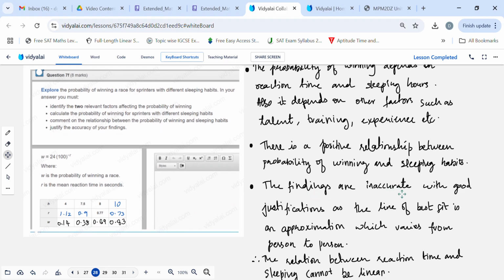The findings are inaccurate with good justifications, as the line of best fit is an approximation which varies from person to person. Therefore, the relationship between the reaction time and sleeping time cannot be linear.